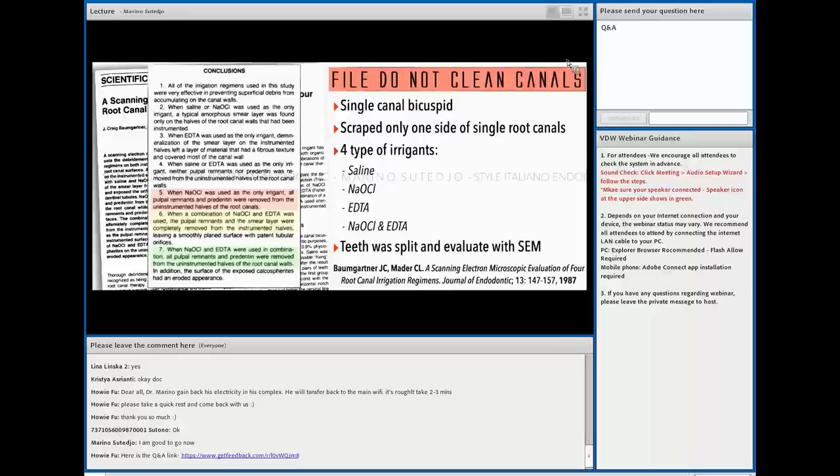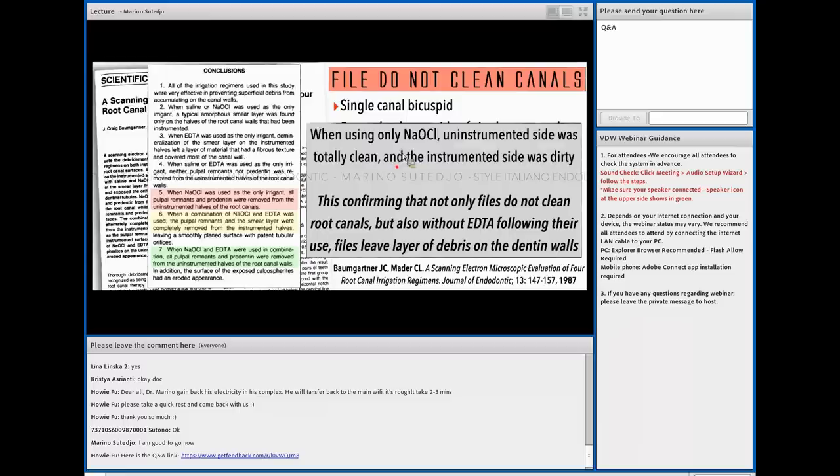Interestingly, the conclusion from this research is that if you use only sodium hypochlorite as the irrigant, the pulpal remnants and the predentin are removed from the uninstrumented part. But the instrumented part of the canal, scraped with our instruments, is in fact not clean. The debris is still there. The dentin and predentin are still there. So if you use only sodium hypochlorite, this confirms that files do not clean the canals, because the site that has been touched by the instruments, even with sodium hypochlorite, still has the debris and cannot be cleaned.